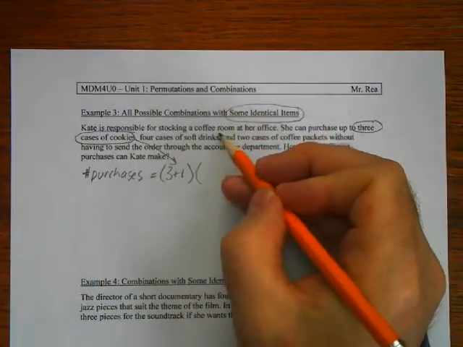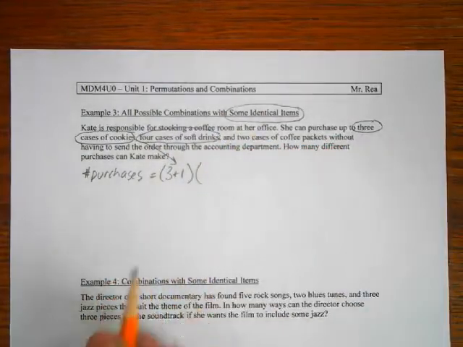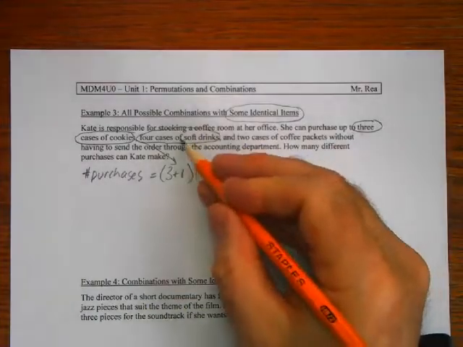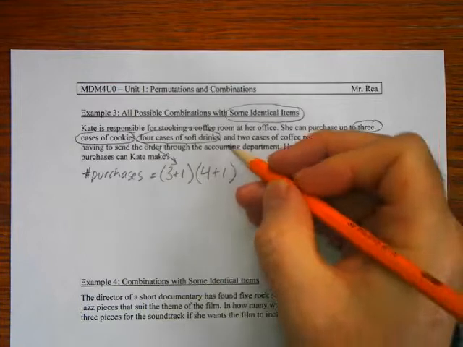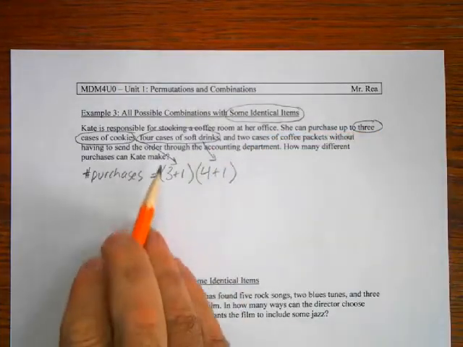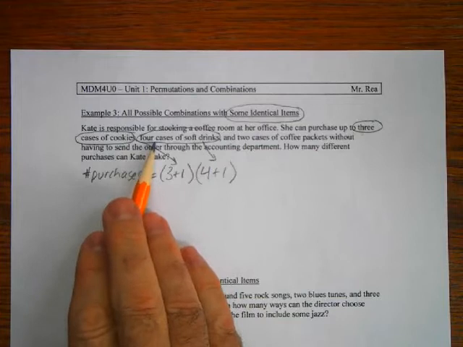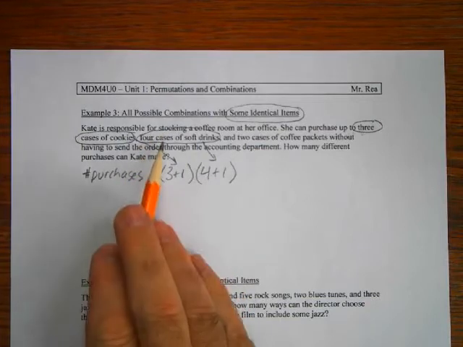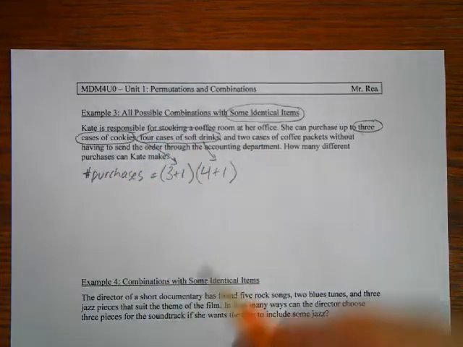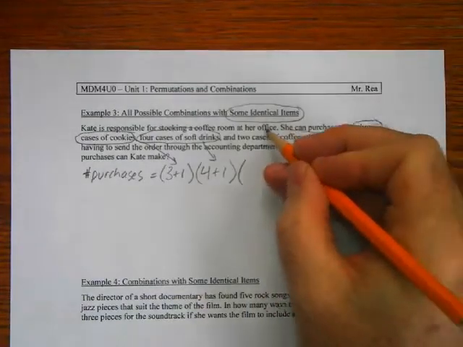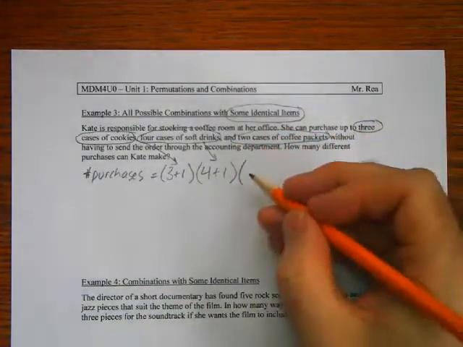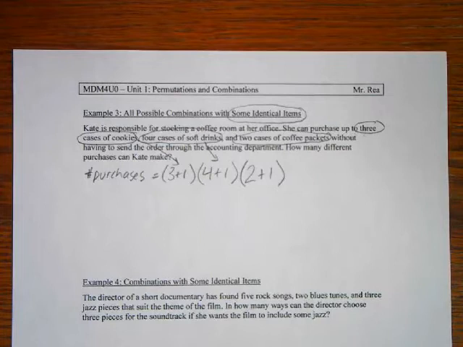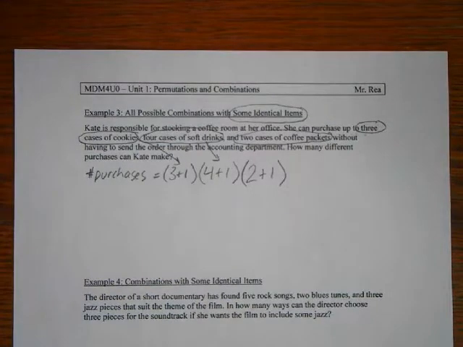Now we look at the 4 cases of soft drinks. We could order 1 case, 2 cases, 3 cases, 4 cases, or no cases at all. So that's going to be 4 plus 1. I'm putting the plus 1 in here so you see where it comes from. We can order up to 4, which includes 0, so there are actually 5 different orders possible with just the soft drinks. And then the same idea with the coffee packets. This time we have a maximum of 2, so we could order 1, 2, or 0. So we add that 1 to show the option of ordering nothing.